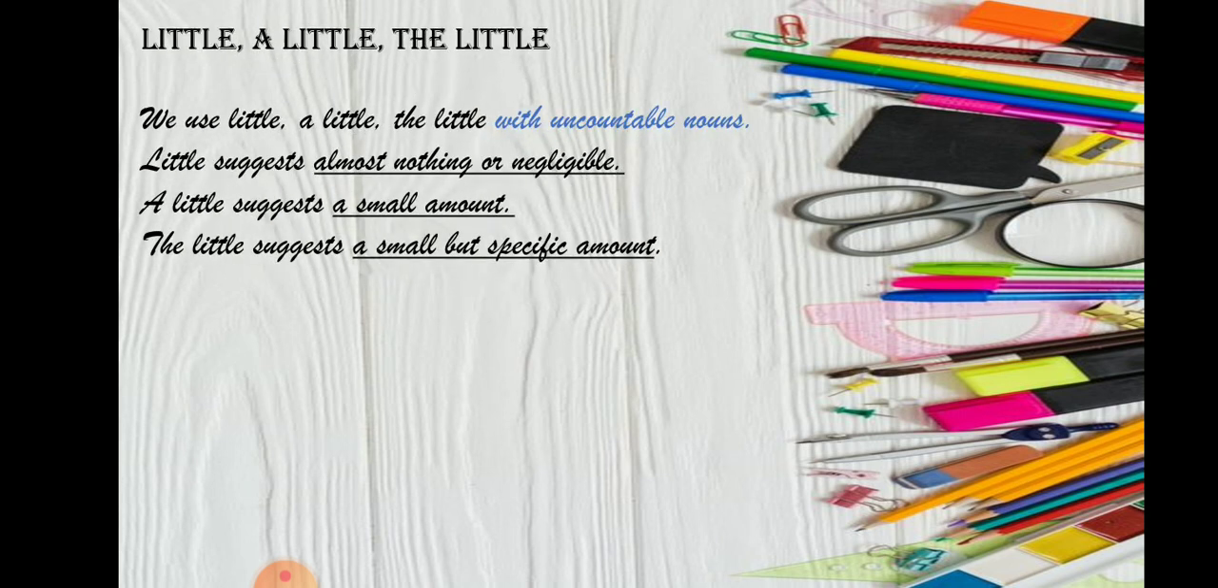Now we have little, a little and the little. We need to understand what is the difference between little, a little and the little. We use little, a little, the little with uncountable nouns. Little suggests almost nothing or negligible amount, means very less amount. A little suggests a small amount. The little suggests a small but specific amount.